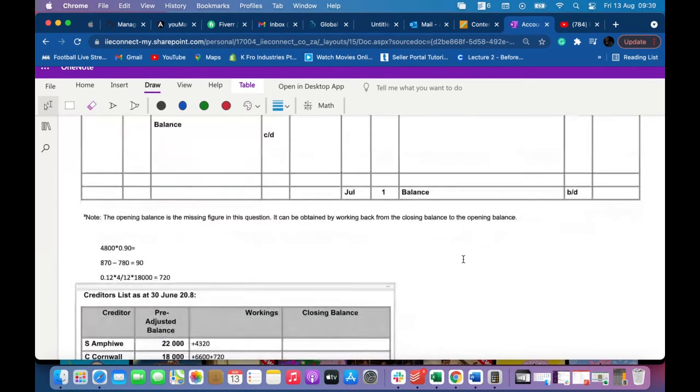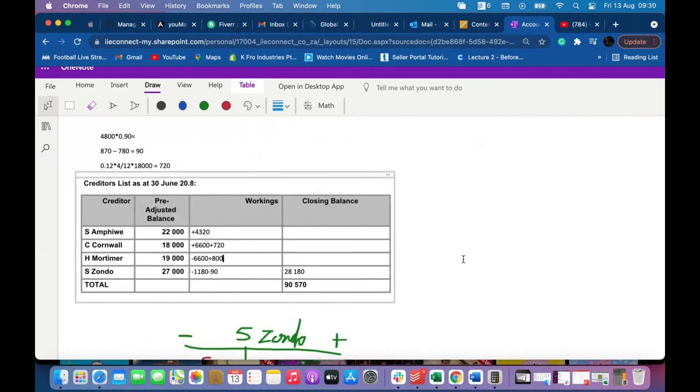So it means that we've made all the necessary amendments. Now we can quickly calculate what our new balance should be, what our new debtors list should look like. So 4,000 plus 22,000, that will obviously give us 26. Don't need a calculator for that one. 26,320.